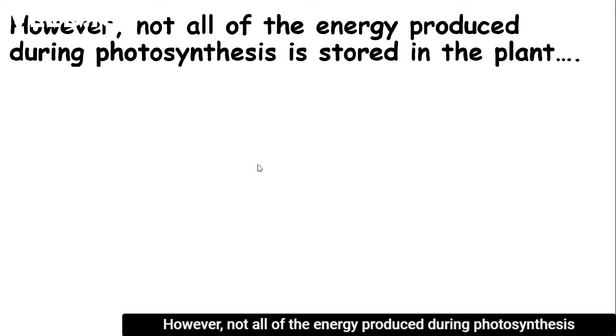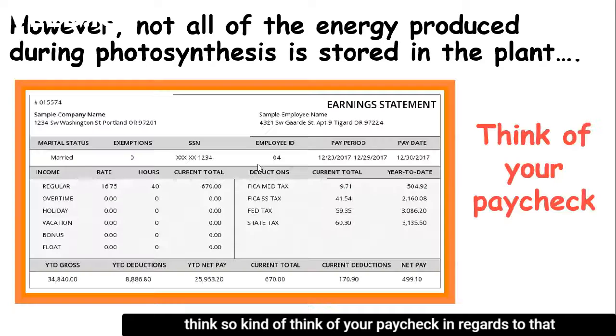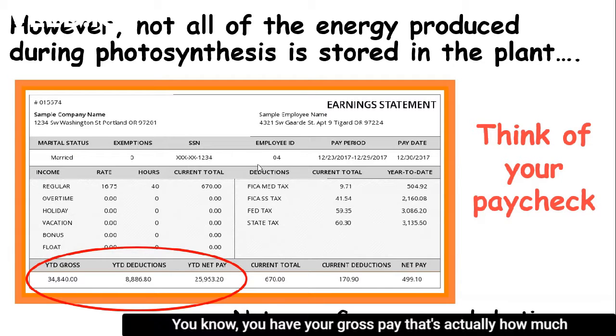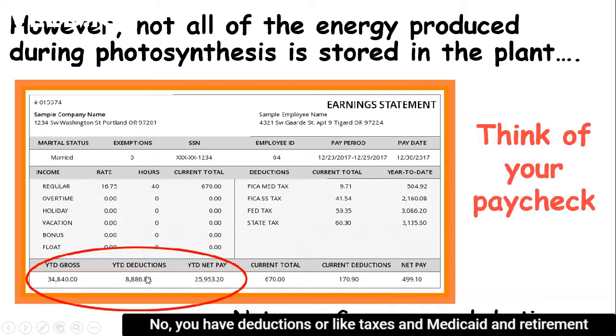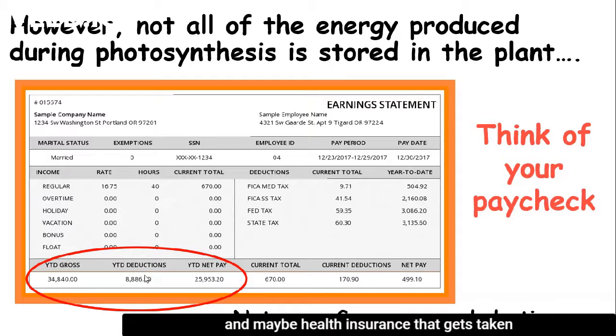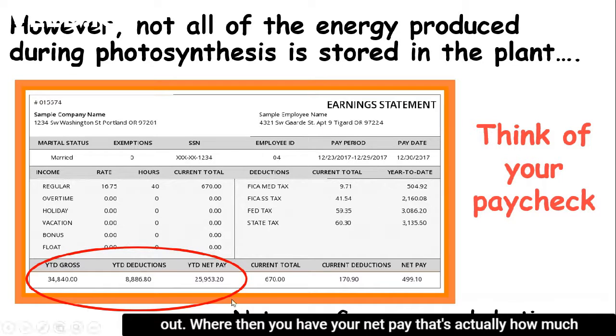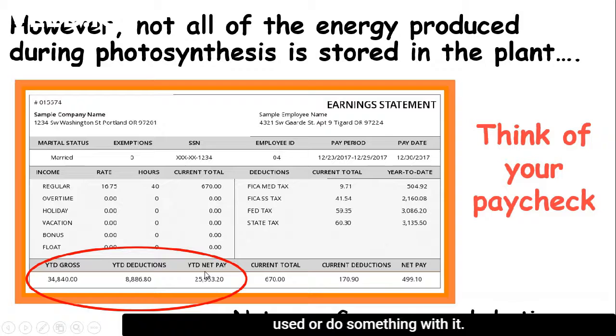However, not all of the energy produced during photosynthesis is actually stored in the plant, which is kind of crazy to think. So, think of your paycheck in regards to that. Within your paycheck, you have your gross pay. That's actually how much you really, truly earned. But do you take all of that home and use it? No. You have deductions, like taxes and Medicaid and retirement and stuff like that, maybe health insurance that gets taken out, where then you have your net pay. That's actually how much you store and then take home and maybe put in the bank and use or do something with it. So it's kind of the same thing as photosynthesis.